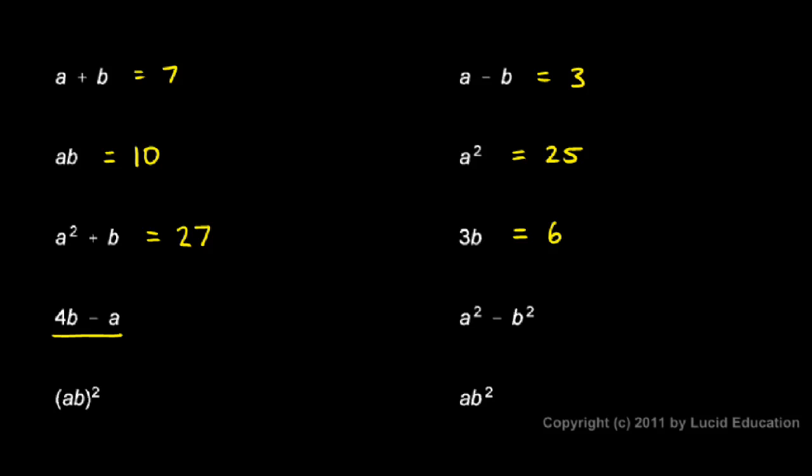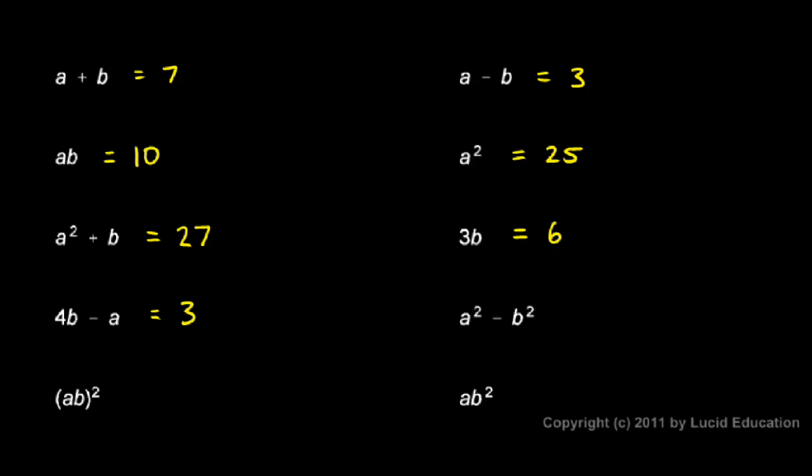Now down here, 4B minus A. Again, B is 2. So this 4B is 4 times 2. So that's an 8 right there. In your mind, just replace this with an 8. And then we have minus A. But the A, remember, is 5. So this is 8 minus 5, which is 3.